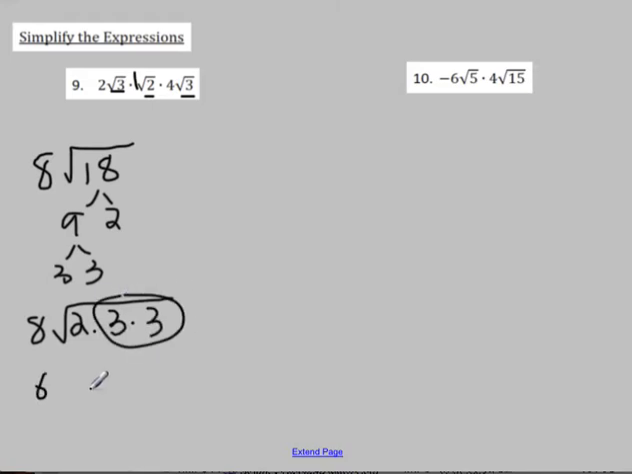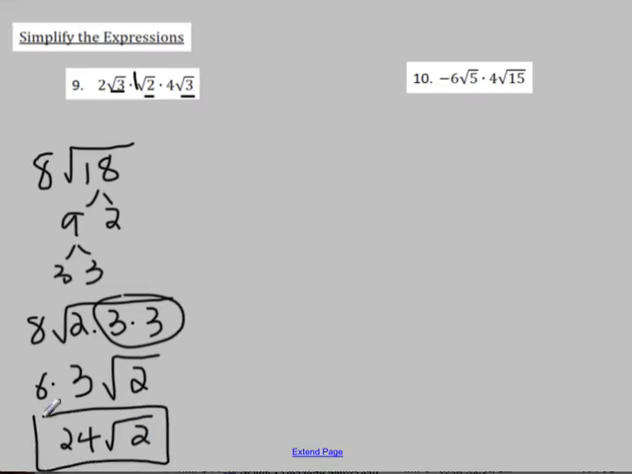So I get 8 times 3, and then left underneath the radical is 2. So then I get 24 square root of 2 as your final answer for number 9.